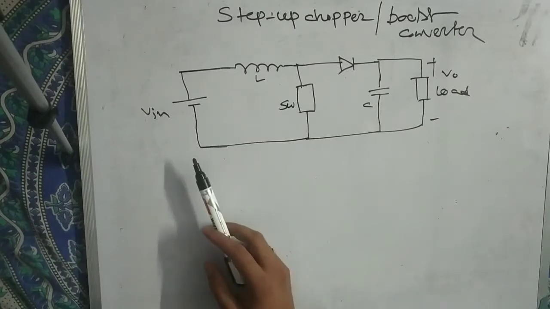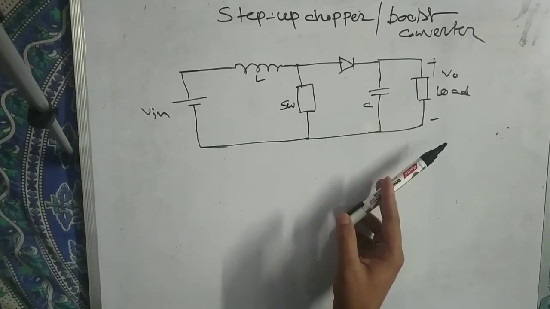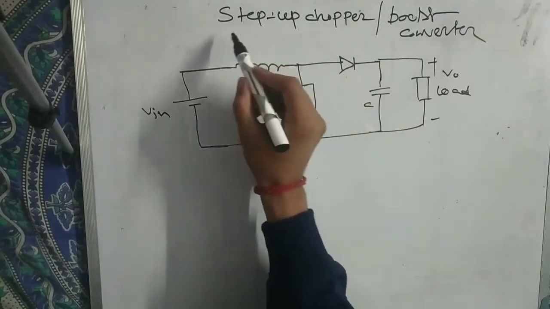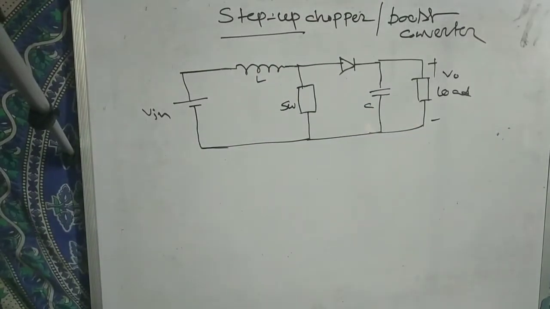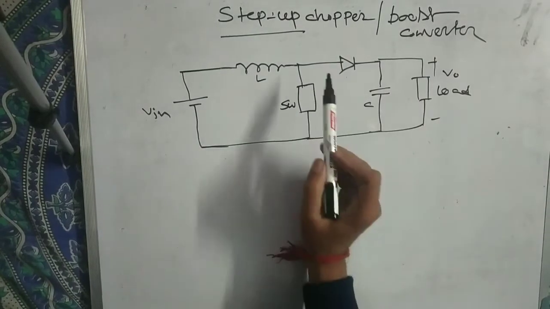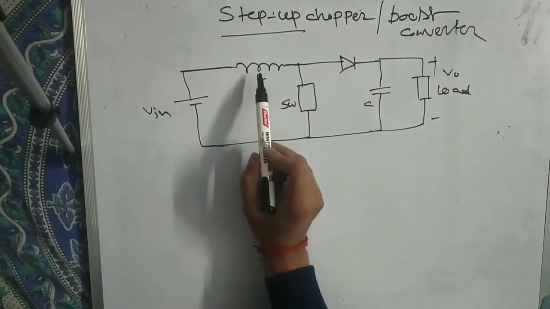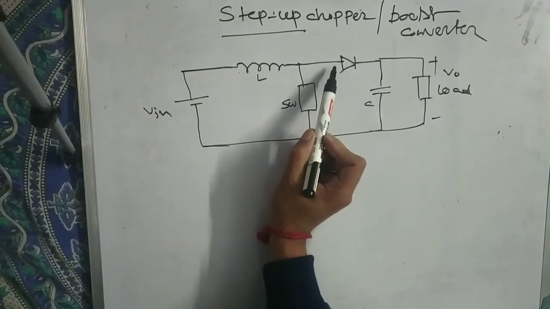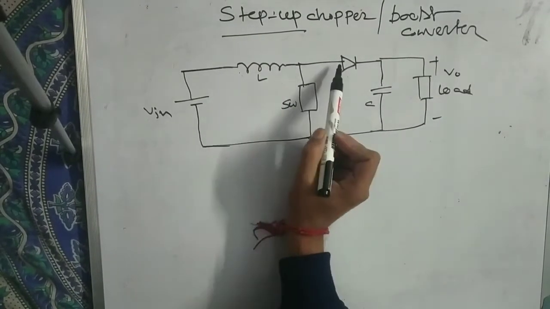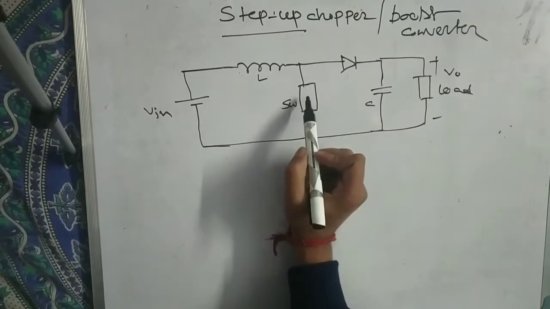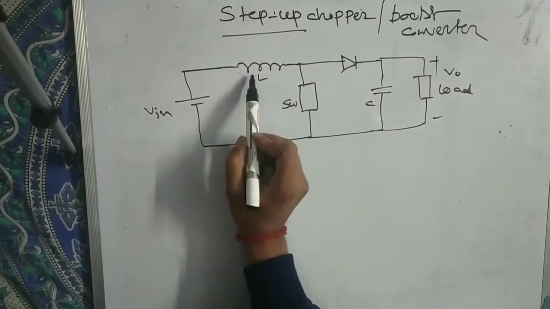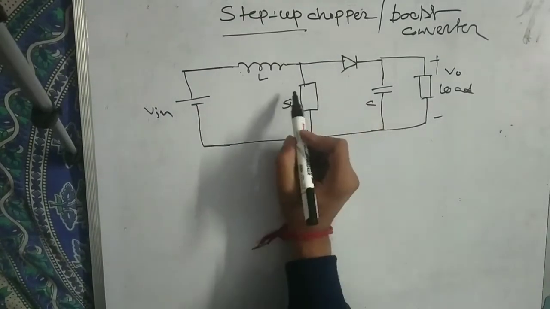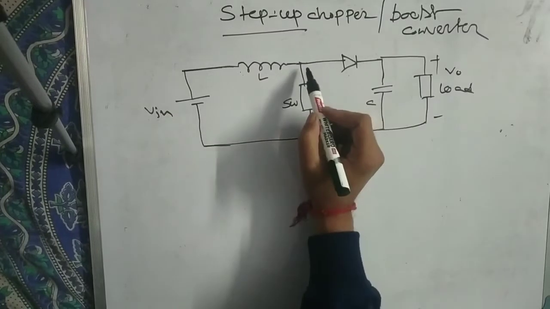Means if the input voltage is low, we are getting a high output voltage. That's why this is called step up. Okay, so in the previous circuit, the step down chopper, we have seen some arrangement. The switch was here and the inductor was here. Now we can see the switch is here and the inductor is on this side.